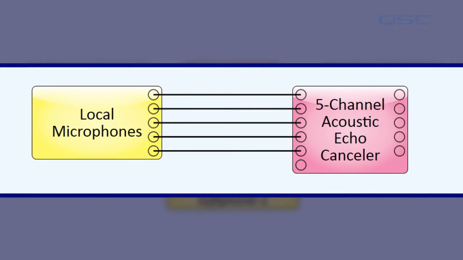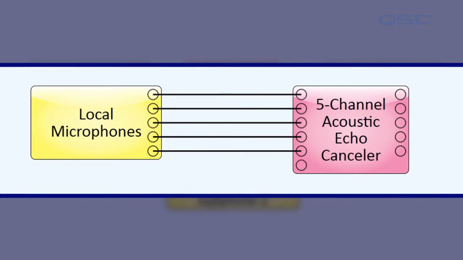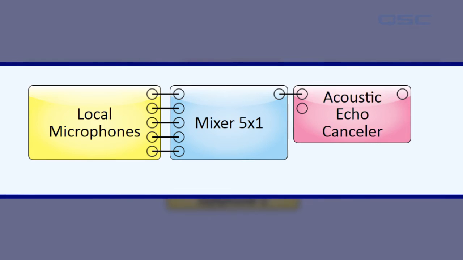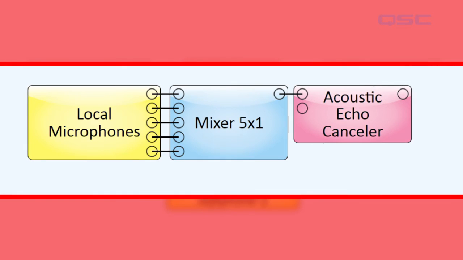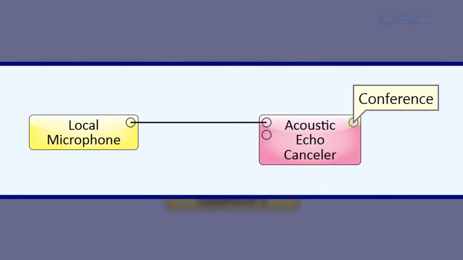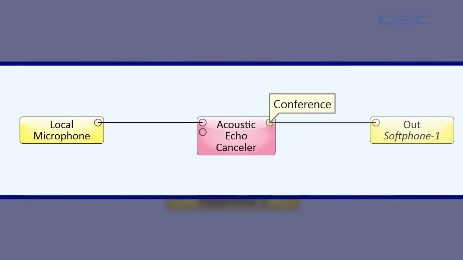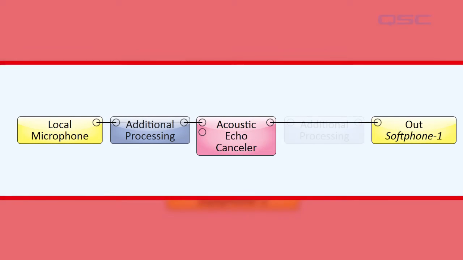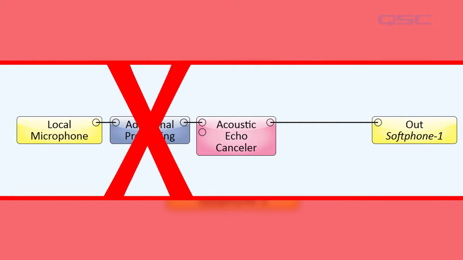If you're using multiple local microphones in your conference room, Q-SYS highly recommends that each microphone has its own AEC channel, because the impulse response for each microphone will be different. If you are unable to provide each microphone its own dedicated AEC channel, you can sum the microphone signals with a mixer, but be aware that this may provide compromised results. The first output pin is labeled conference, which is the main output that you'll be sending to your far-end caller. If you would like to apply any additional processing in this signal path, you must do so after the signal has been processed by the AEC component. Do not apply any processing between the local microphones and their input to the AEC.